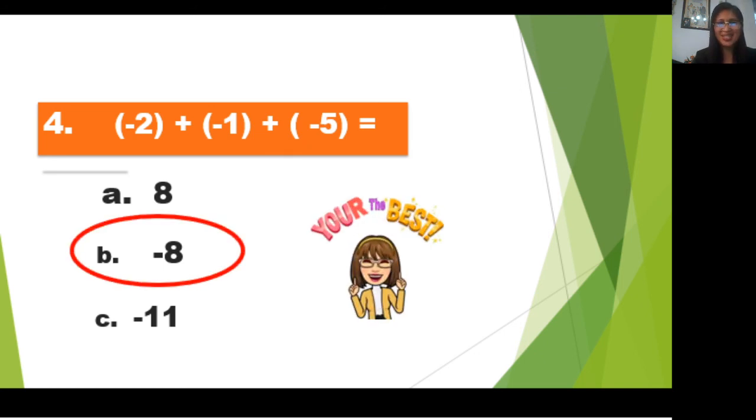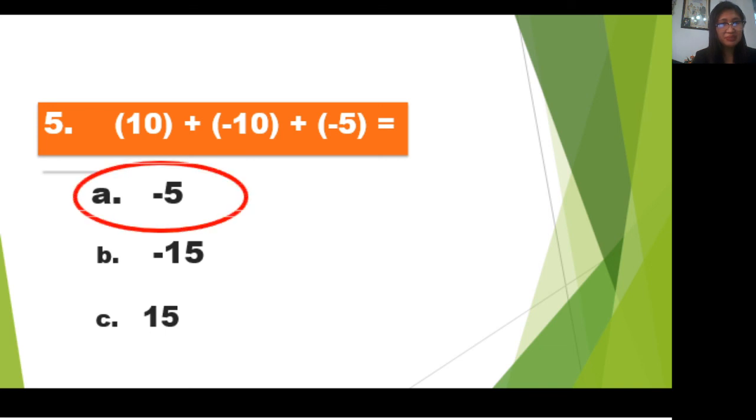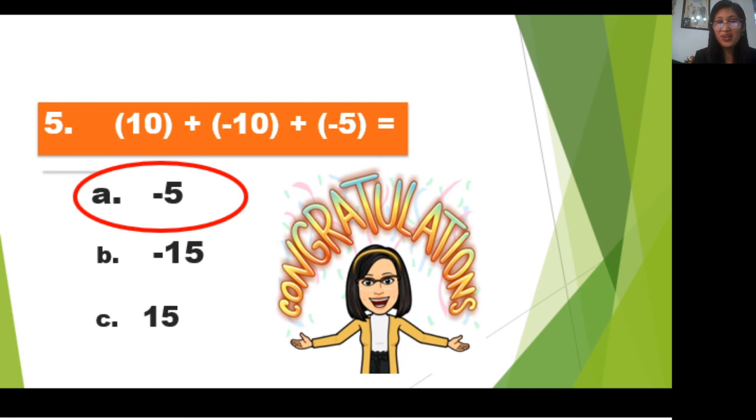You're the best. Okay, let's have number 5. 10 plus negative 10 plus negative 5. Is it negative 5, negative 15, positive 15? The sum is negative 5. Congratulations. You are all very good.